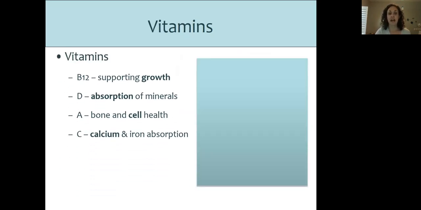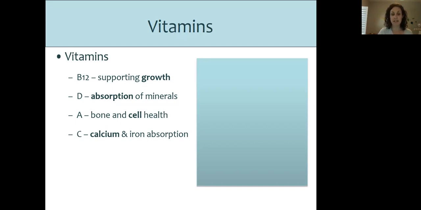Vitamins, these have a lot of different benefits. Your B12 is going to support your growth. Your D is helping absorb minerals. Your A helps with bone and cell health. Your C is for calcium and iron absorption. So certain vitamins need to be eaten with certain types of foods in order for your body to take them in better. Sometimes we assume that if I take a multivitamin that has all these things in it, I'm good to go and it doesn't really matter what I eat. But that's not exactly true, because the timing also has to be there, right?